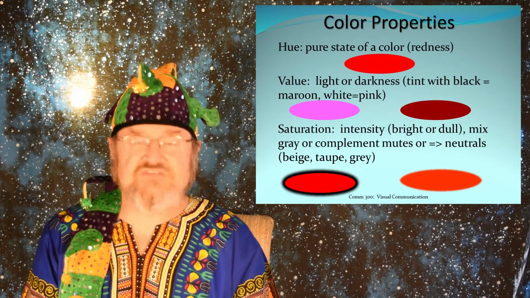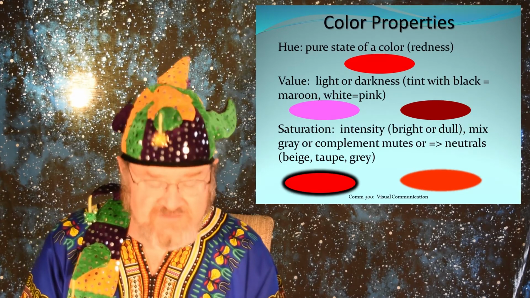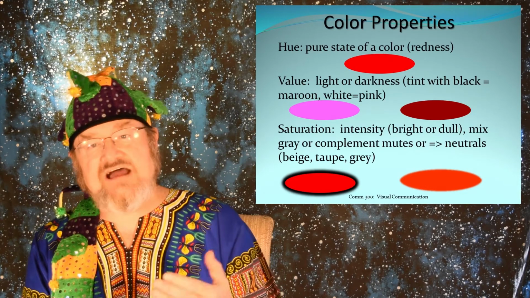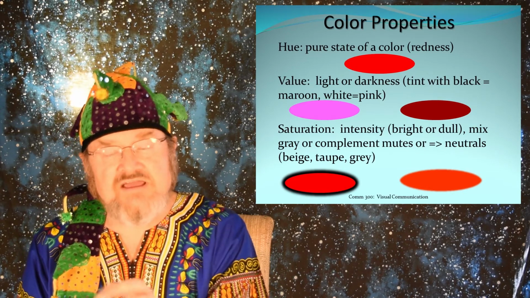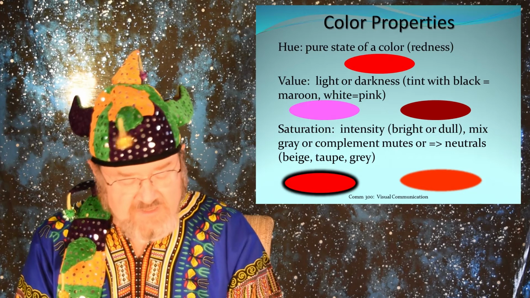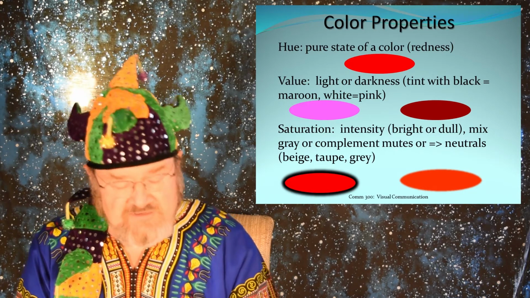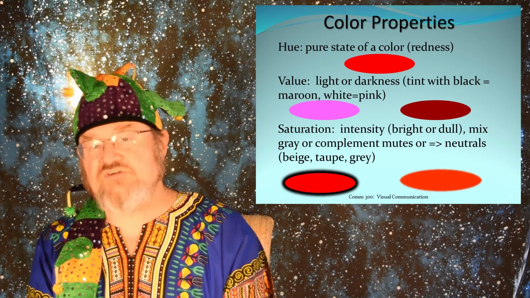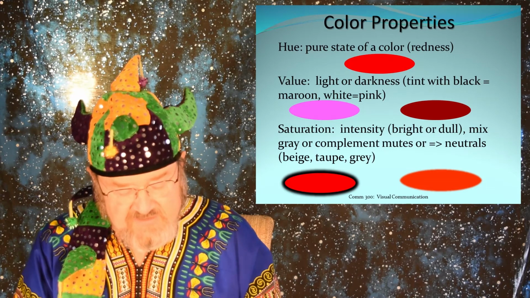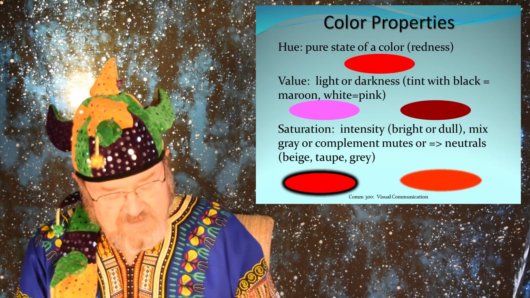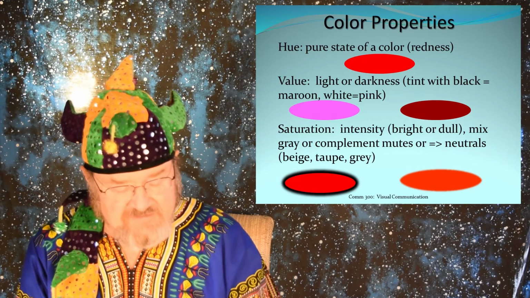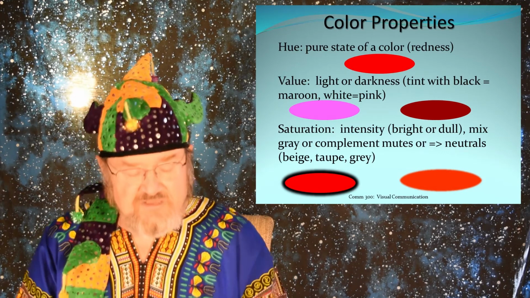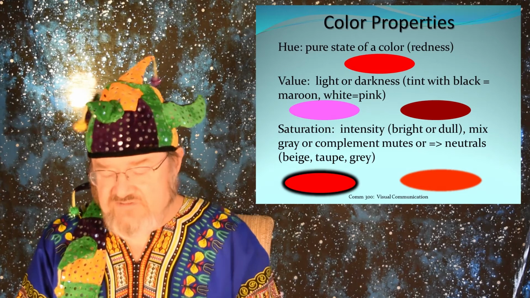Color properties are the hue, which is the pure state of the color, say the redness of it. The value, which is how light or dark. We go from a very pink kind of red to a very deep magenta, maroon kind of red. And saturation, which is intensity. Is it bright or dull? Is it complementing? Is it kind of mute, etc.? How saturated is it? So hue, value, and saturation.